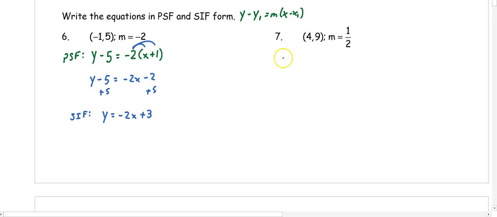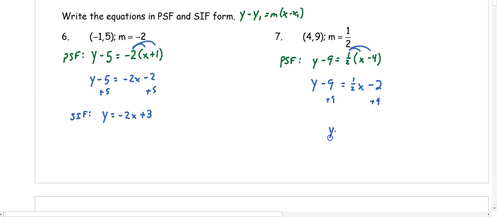Let's try another one with number 7. When I substitute my point for point-slope form, I have y minus 9 equals 1/2 times x minus 4, because they both get the opposite sign, and since they were positive, they become negative. I'm going to distribute the half into the parentheses, so y minus 9 equals 1/2 x minus 2. Then I can add 9 to both sides, so y equals 1/2 x plus 7 is now my slope-intercept form.